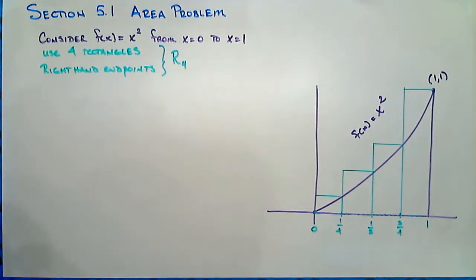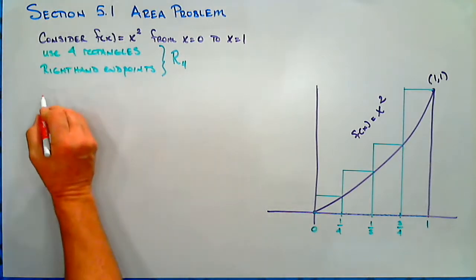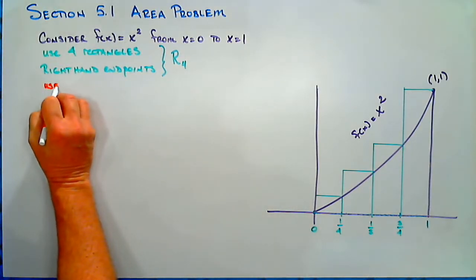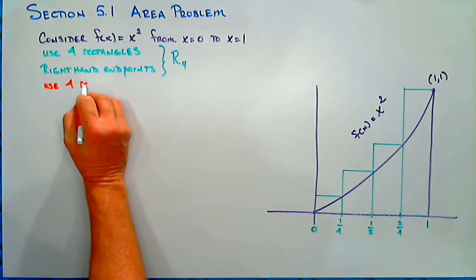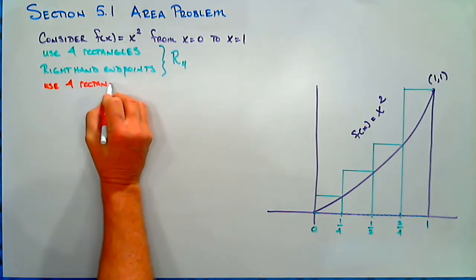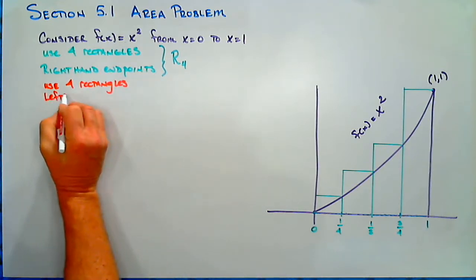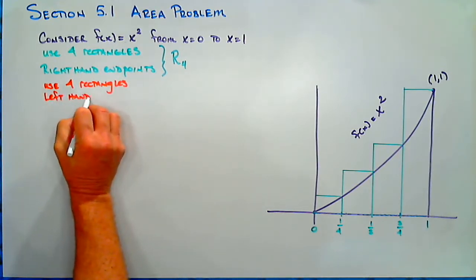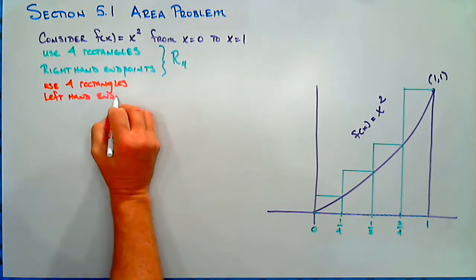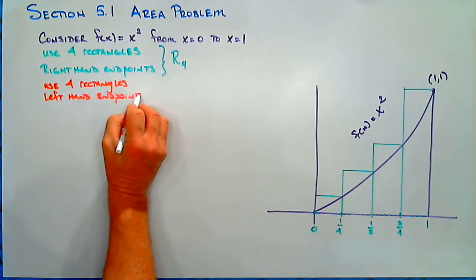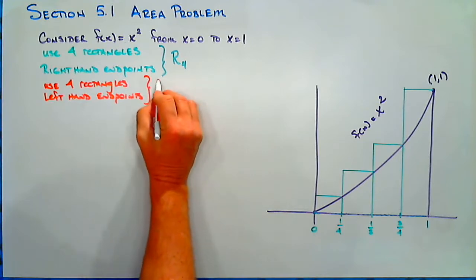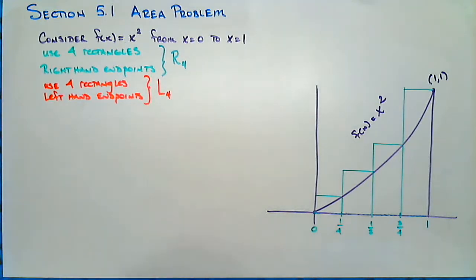Now, is there another way that they could present us this problem? Yes, there is. It could say, use 4 rectangles, and use left-hand endpoints. Now, our notation for that would be L sub 4, meaning 4 subintervals using left-hand endpoints. Now, what would that picture look like?